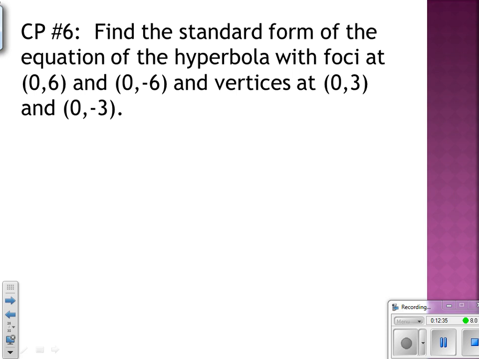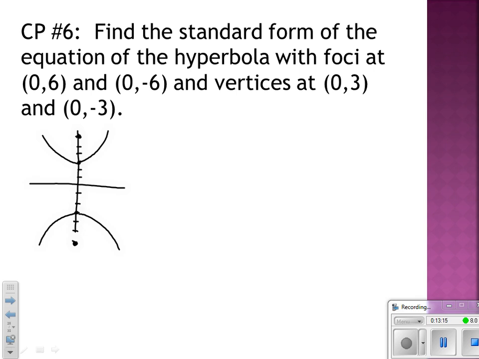So let's give this one a try. Find the standard form of the equation of the hyperbola with foci at 0, 6 and 0, negative 6, and vertices at 0, 3 and 0, negative 3. All right, so again, give yourself a visual. 0, 6 puts a foci here and here. 0, 3 and 0, negative 3 are vertices, so our curves must do this. Remember, the foci are going to be inside those disconnected curves.